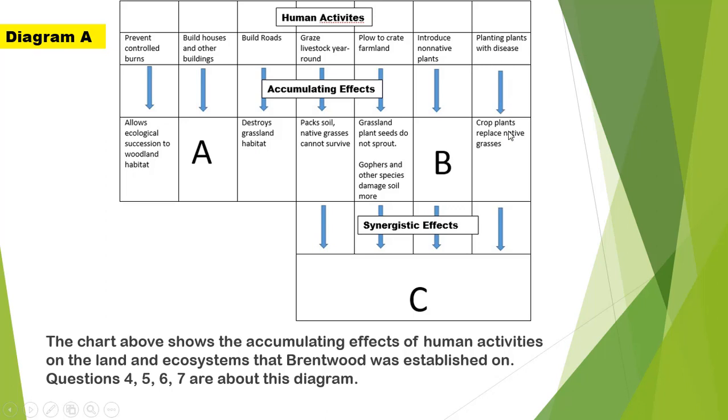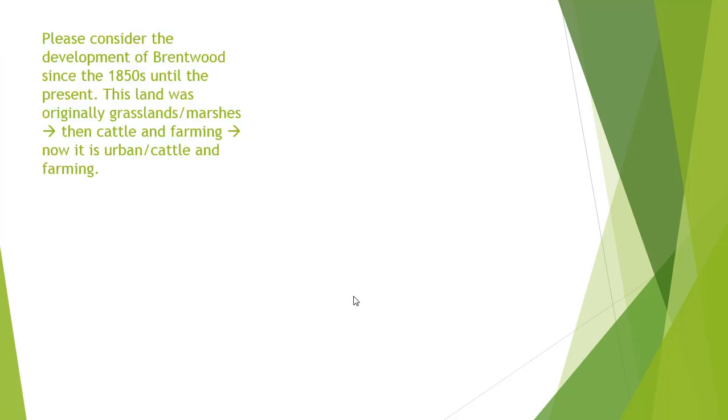The diseases can also be transferred to native plants, but because the crops are growing better, because there's no disease to affect them or native bugs are not affecting them, they will grow better. And then we're looking at introduced native plants and how will that affect an area. So these are accumulating effects, and these accumulating effects can have a synergistic effect that will cause something. So what will these activities do in your synergy all together to a grassland area and to the species living on it? And that's what we're looking at in questions 4, 5, 6, and 7. So let's get started on this.